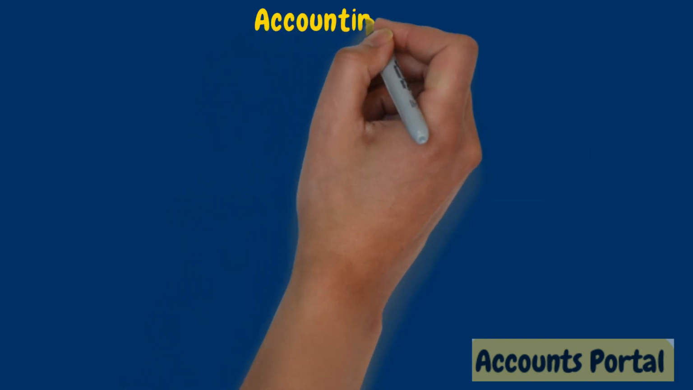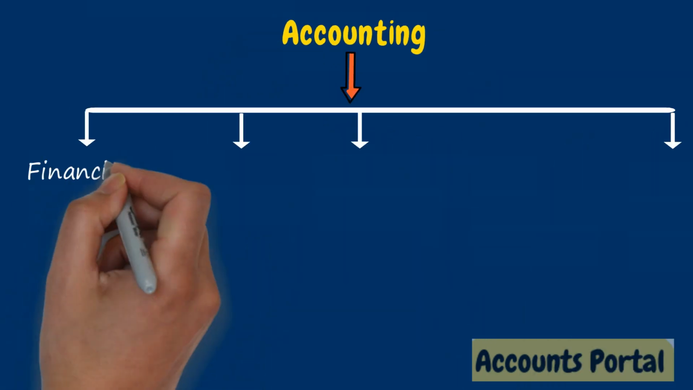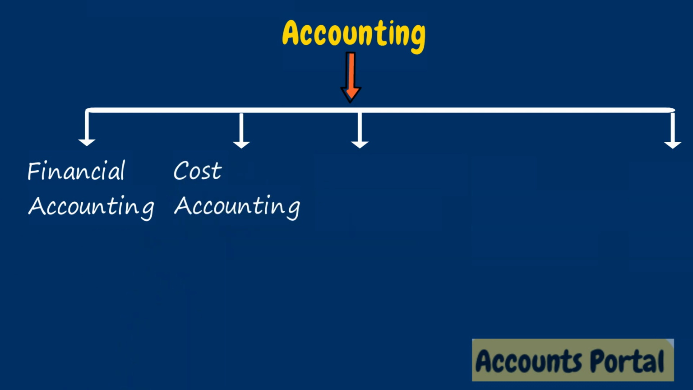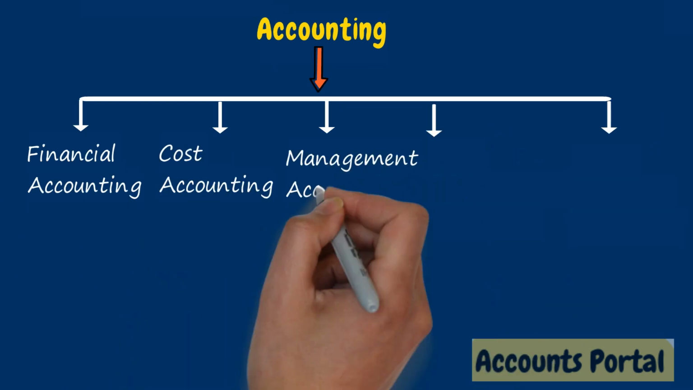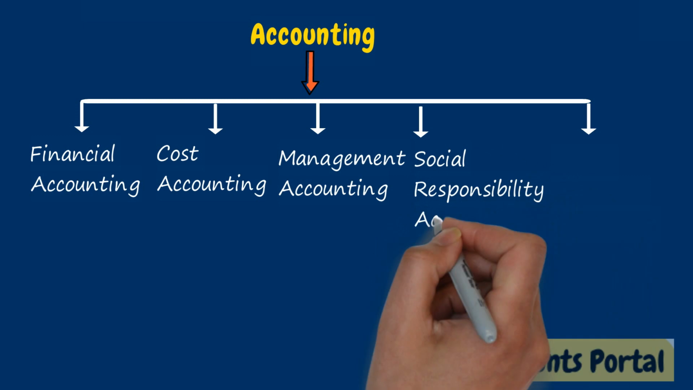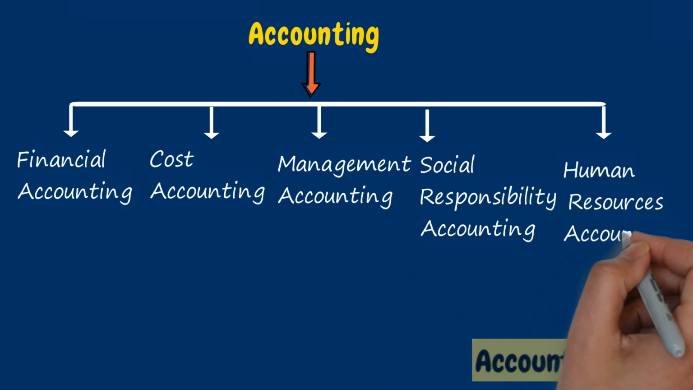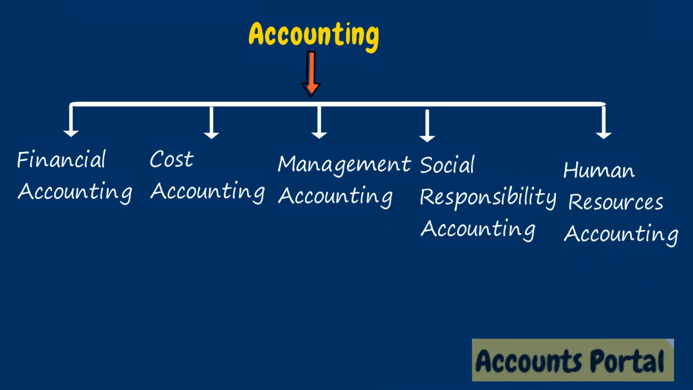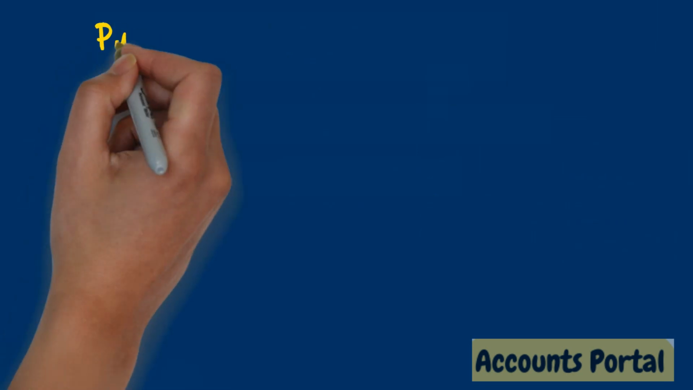Our subject accounting is divided into five branches. Number one, financial accounting. Number two, cost accounting. Number three, management accounting. Number four, social responsibility accounting. Number five, human resources accounting. We will learn in depth in future classes what is cost accounting, management accounting, social responsibility accounting, human resource accounting.